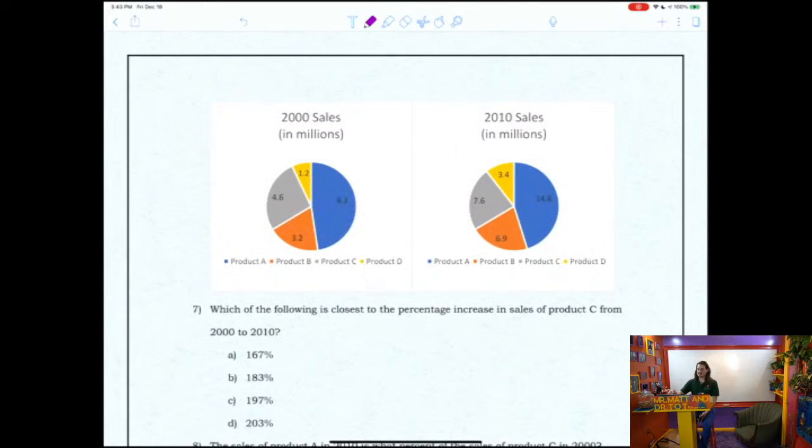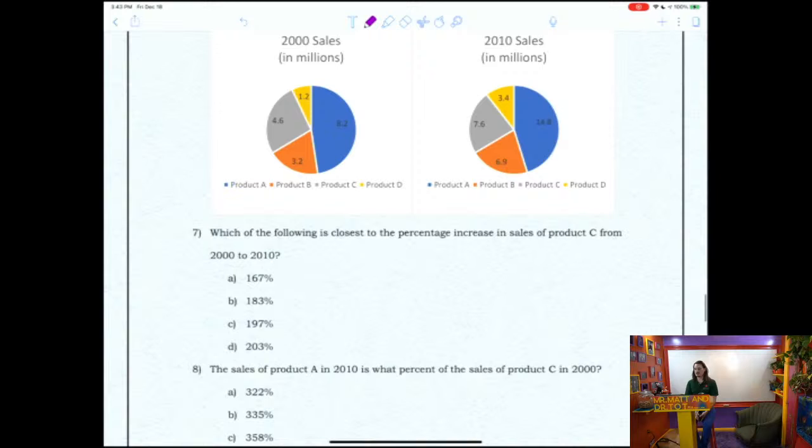Otherwise, let's look at 7 and 8, and these involve these pie charts. So we have the sales in 2000 and 2010, both in millions of dollars for products A, B, C, and D, represented by these pie charts. Number 7 asks, which of the following is closest to the percentage increase in sales of product C from 2000 to 2010? Number 8 asks, the sales of product A in 2010 is what percent of the sales of product C in 2000? So I'll give you 6 minutes, and about 2 minutes in, I'll start to solve.